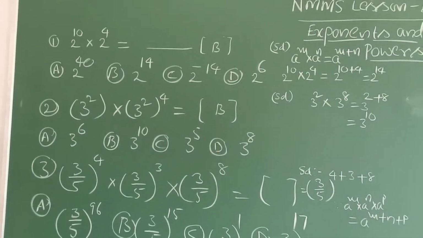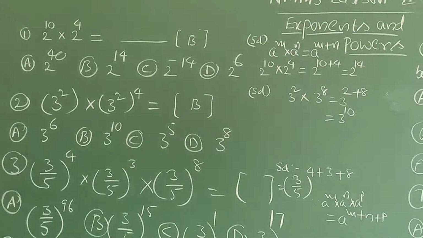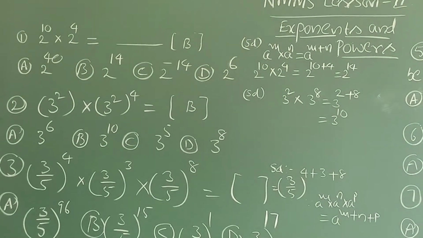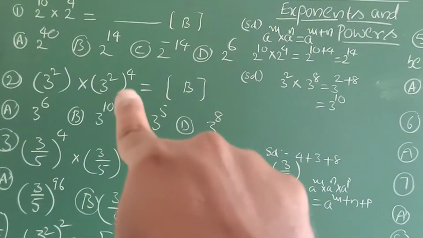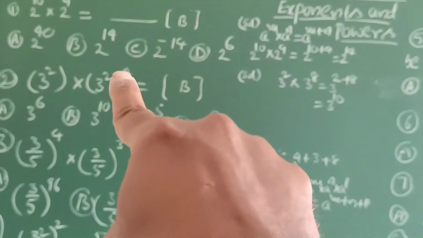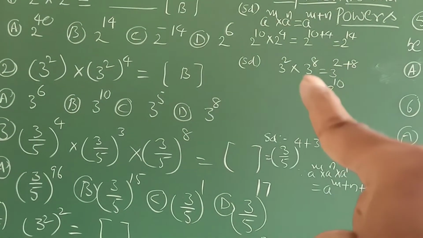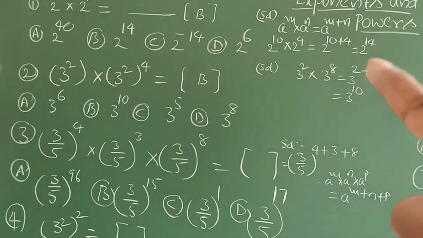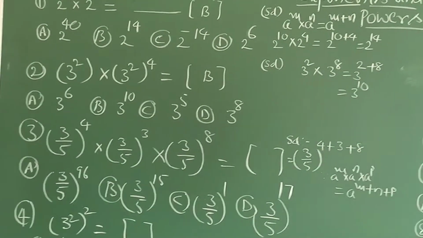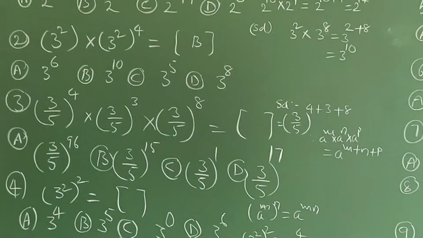Second question, 3 square into 3 square whole power 4 is equal to 3 square into, the second term is in the form of a power m whole power n, a power mn. Therefore, that means 3 square into 3 power 8. So this is in the form of a power m into a power n, a power m plus n, 3 power 2 plus 8, that is equal to 3 power 10. So what is the option here? B. So let's move on to the third question.